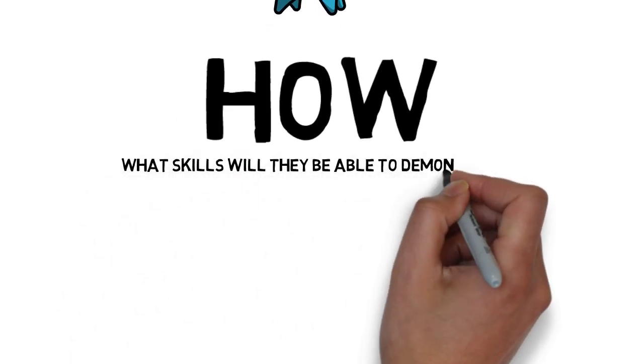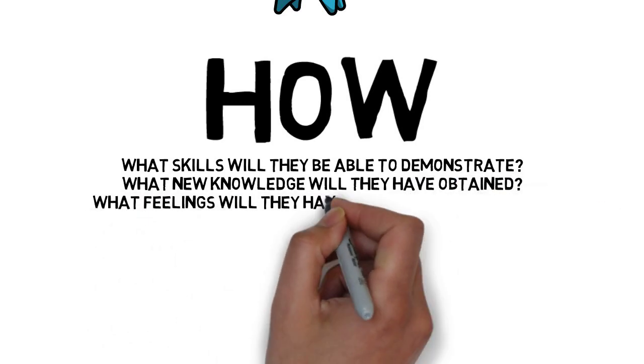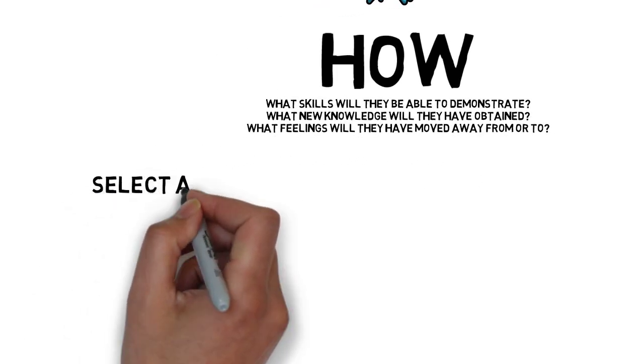So think about the skills that you want to be able to demonstrate. What new knowledge will your learners be obtaining? Having clear learning outcomes also ensures that only the right students are joining your course, which means higher completion and satisfaction rates and lower refund requests.